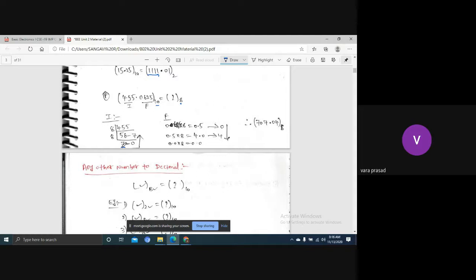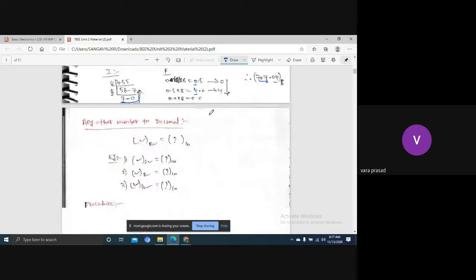I already said that this value should be less than the base. Okay, we need to stop here. And 0.625 into 8 is equal to 0.5. We'll get here 0. This 0 you can take it outside, and 0.5 into 8 we'll get 4.0. This 4 take it outside, and we have to write 0.0 into 8 is 0.0. Okay, now we need to collect here. 707, and top to bottom 04. This is the way we are going to convert.